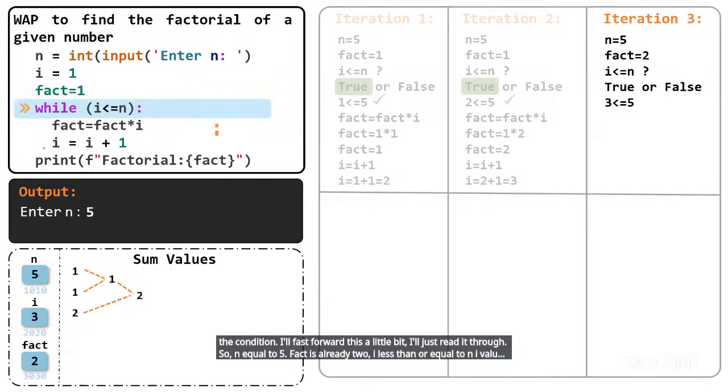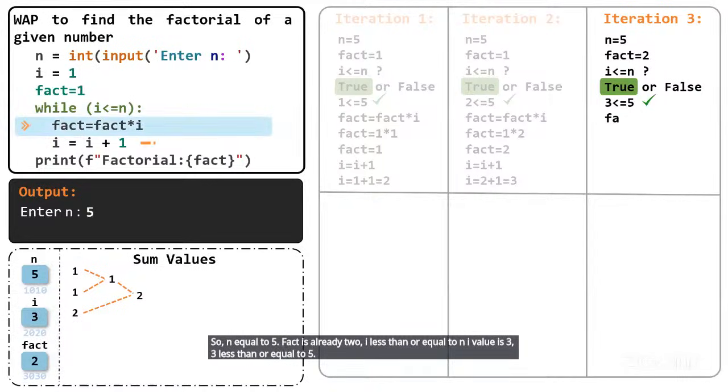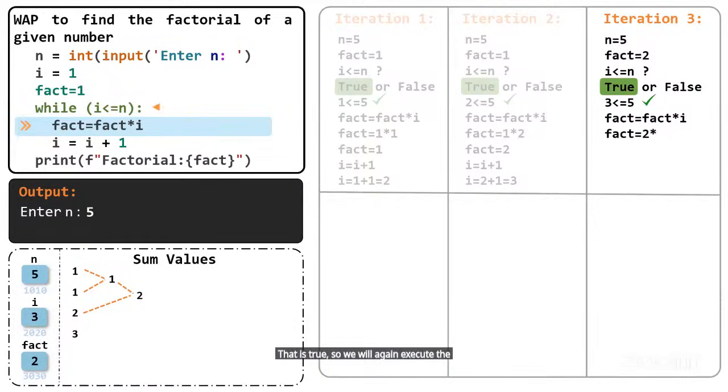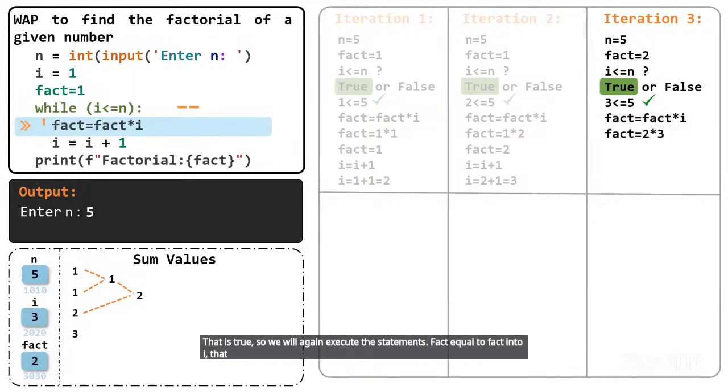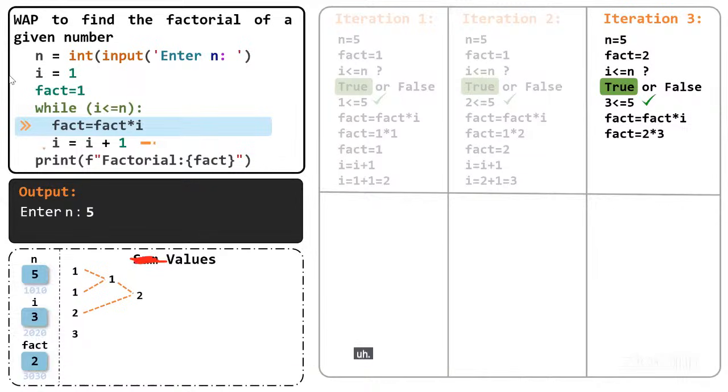3 less than or equal to 5. That is true. So we will again execute the statements. Fact equal to fact into I, that is 2 into the generated value, 3. You see the previous, sorry, I've displayed it as some values, but there is a small correction in the presentation. I don't use these basic presentations mostly, just for namesake.